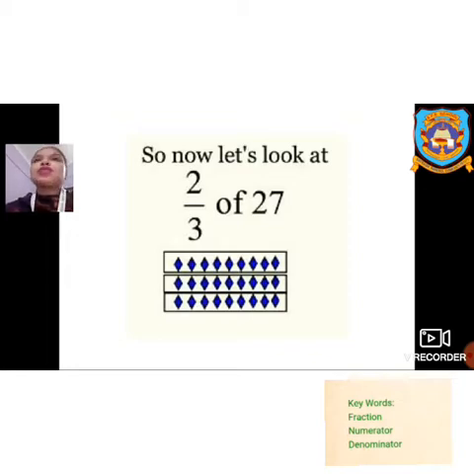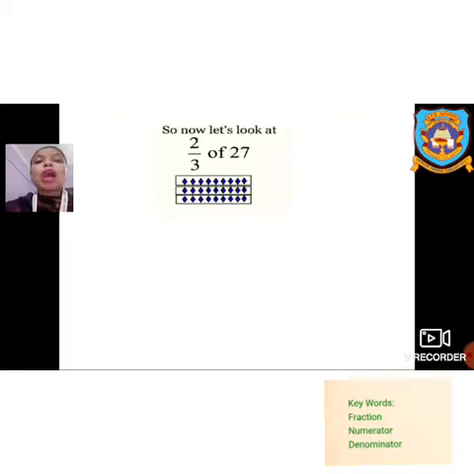Okay, if I say to someone, or if you come and tell me that out of 27 beads or objects, I have taken 2 by 3, it becomes difficult for us to understand the actual amount you are taking. So for that we can find out the number of figures that you have taken. So how to do that?